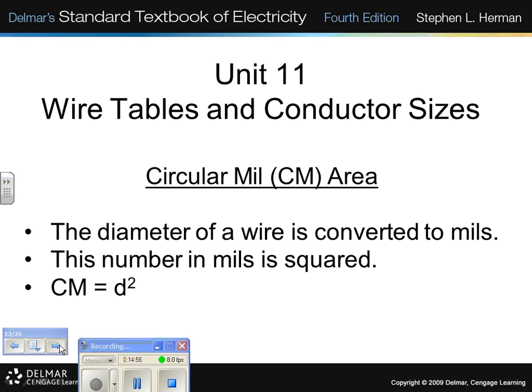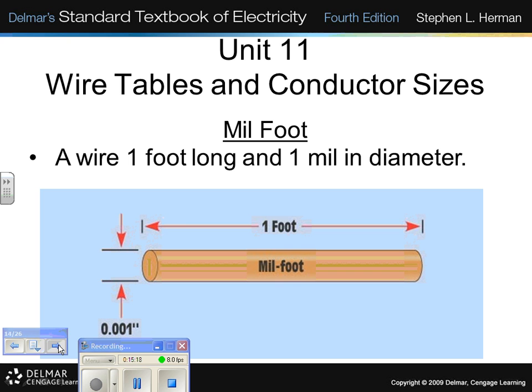Diameter of wire is converted into mils. The number of mils is squared. Circular mils is diameter squared. Yeah, okay. That doesn't make sense, does it? Because that's really a square measurement. That's turning the circle into a square, isn't it? Well, we won't get into that because wires are measured in circular mils and we're kind of stuck with that. Okay. This is a quiz question someplace, someday.